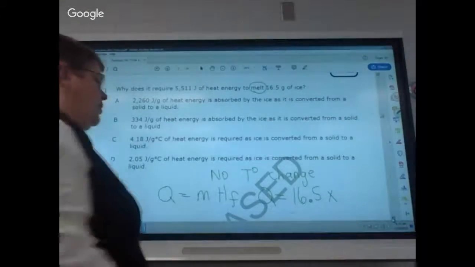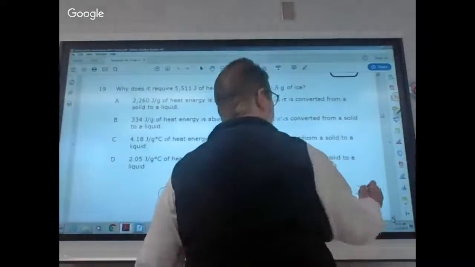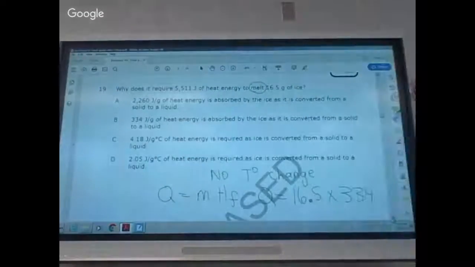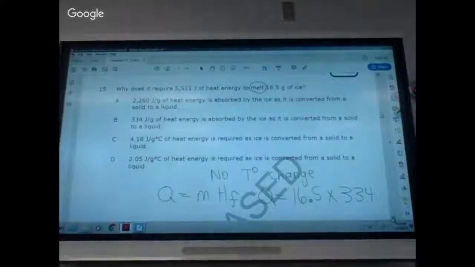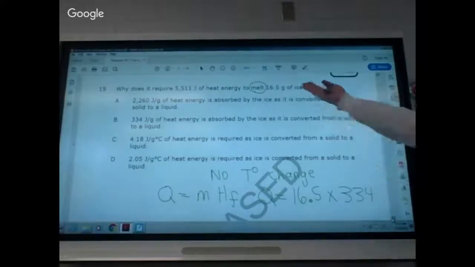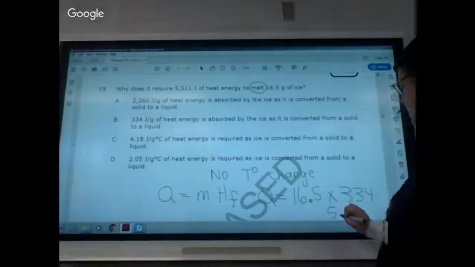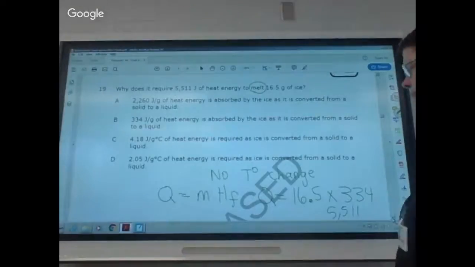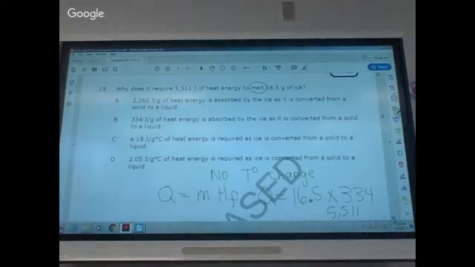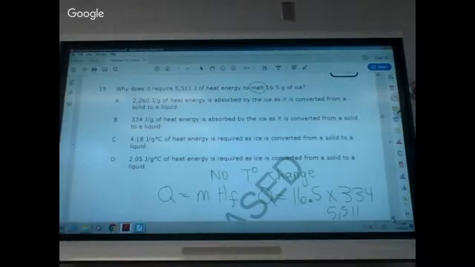334. Where'd you find 334? First page. So you look on the first page and you find HF. Now, when you multiply that, what do you get? Some giant number, which is 5,511. Now, can you find the answer? You didn't have to.